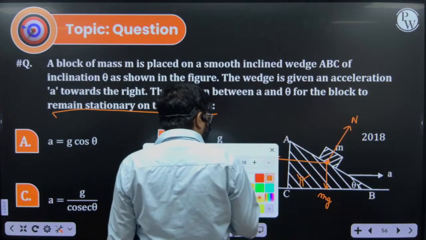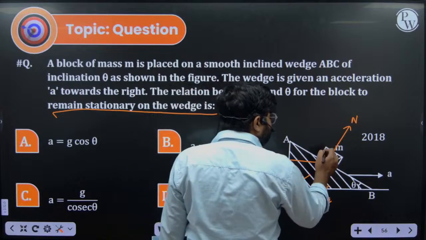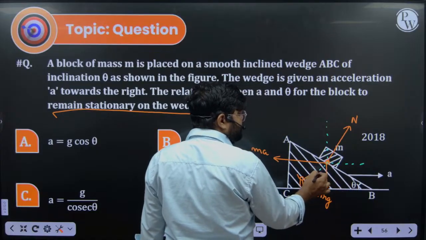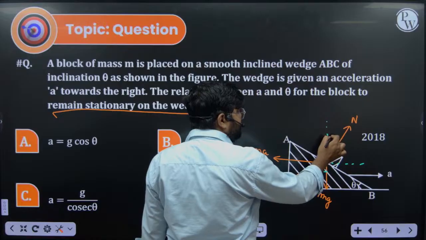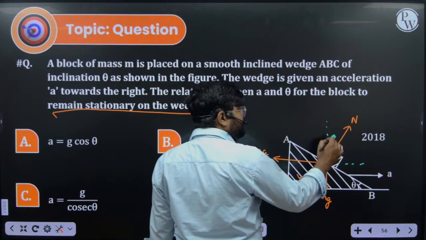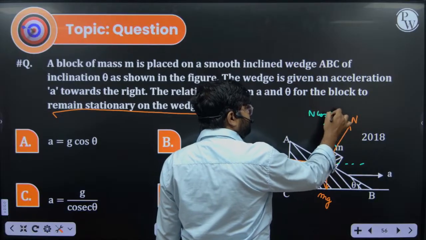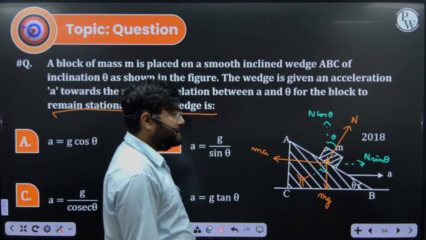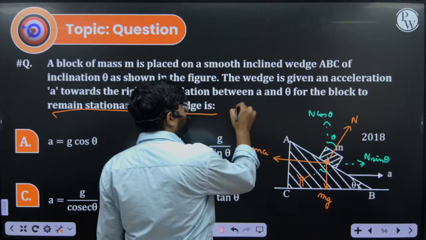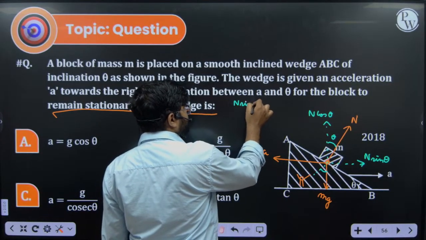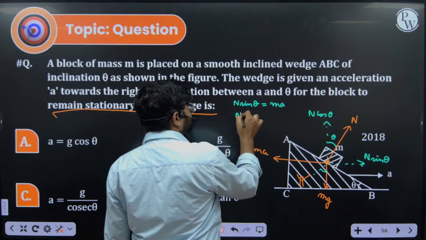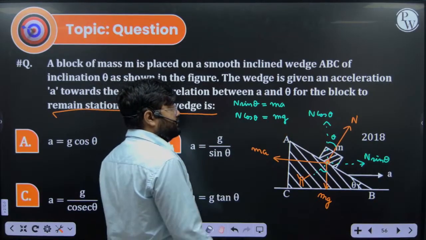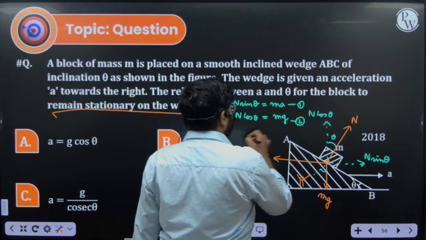So now we will take components and balance the forces. We break the normal reaction this time. If this is theta, we know this angle is also theta. Basic geometry. So the components are these. Now we can balance it: left equals right, top equals bottom. Now we can just divide to eliminate the normal reaction that is not there in the options.